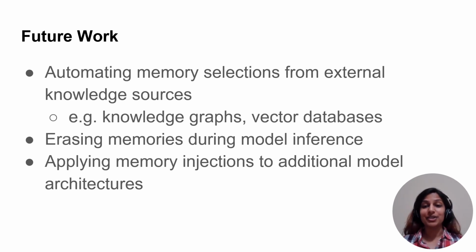In future work, we are very excited about automating memory selection from external knowledge sources such as knowledge graphs or vector databases, as currently we are limited to hand curating our memories. Additionally, we would like to explore the inverse of our work, which would be erasing memories during model inference, as currently we're adding information to the inference pass. It would be cool to see if we could take away information as well. And lastly, we would like to continue extending our work by applying memory injections to additional model architectures and datasets.